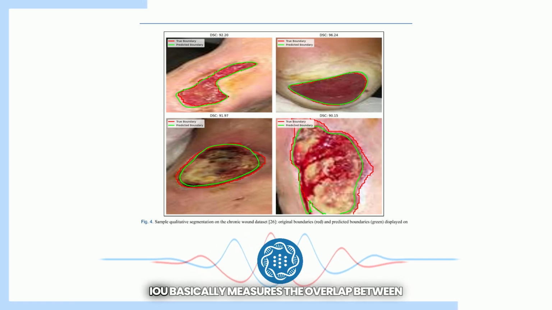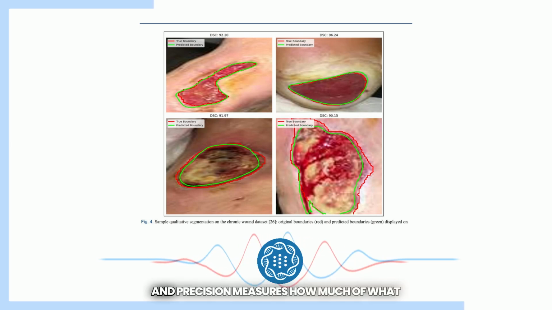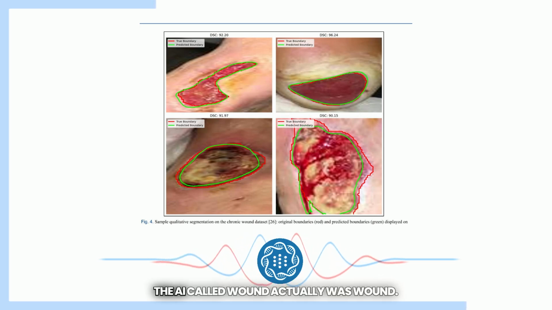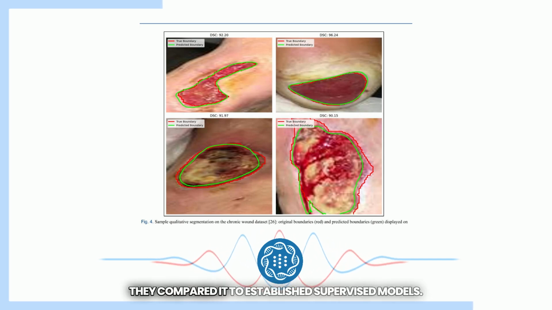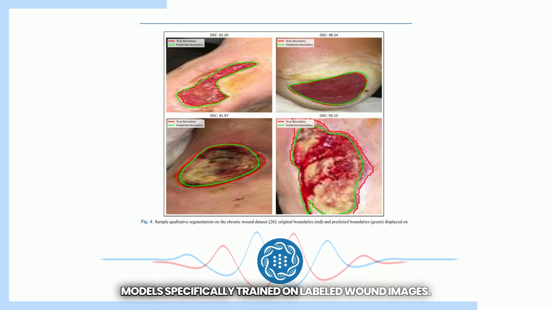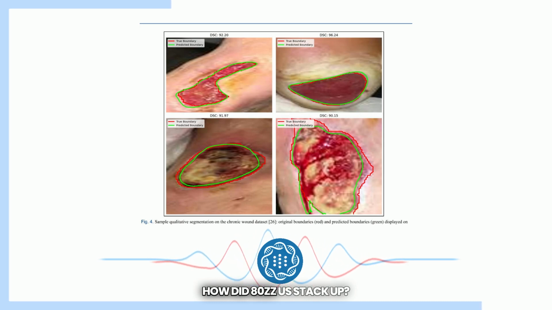Just so everyone's clear, IOU basically measures the overlap between the AI's prediction and the true wound area. Higher is better. And precision measures how much of what the AI called wound actually was wound. Those numbers sound pretty good. They're very good, but here's the kicker. They compared it to established supervised models specifically trained on labeled wound images. The traditional approach. How did ADZUS stack up?